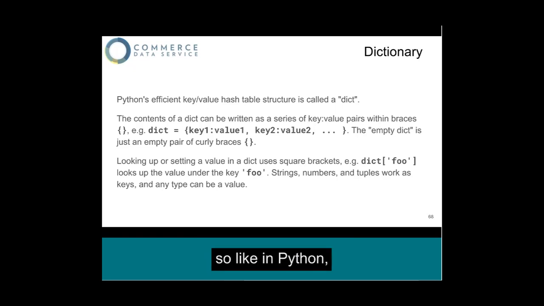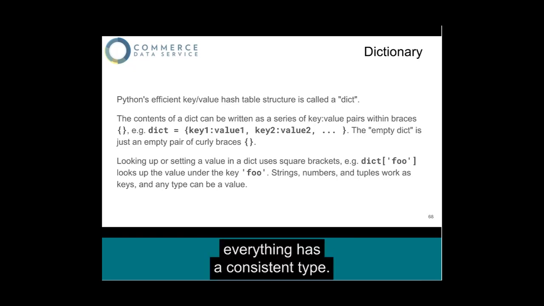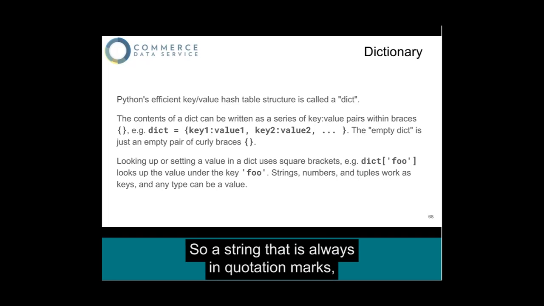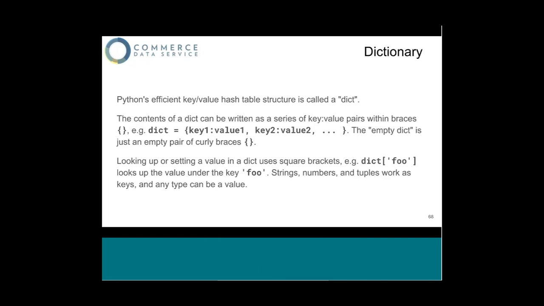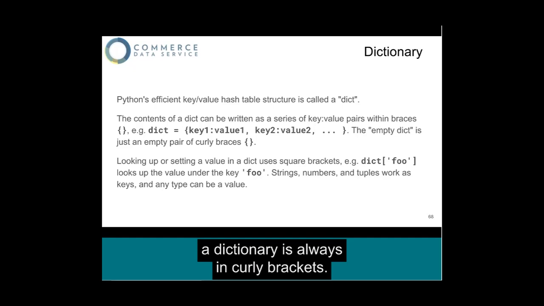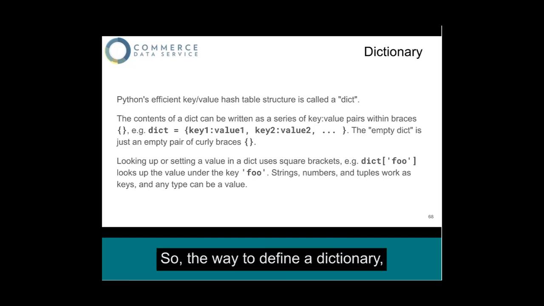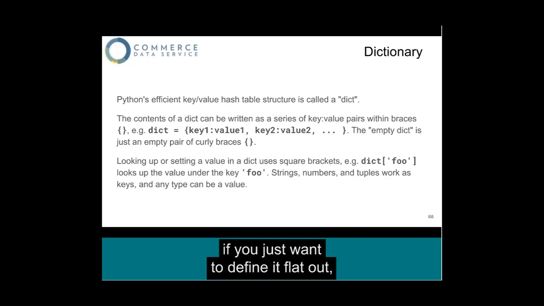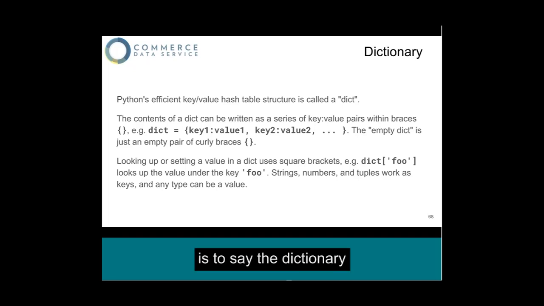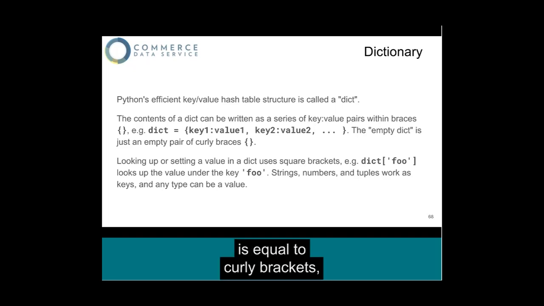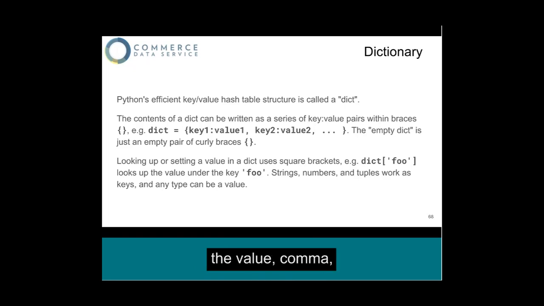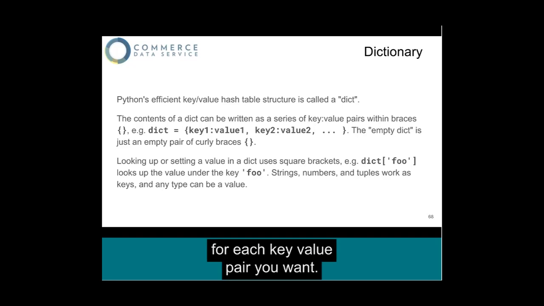In Python, everything has a consistent type. A string is always in quotation marks, a list is always in square brackets, a tuple is always in parentheses, and a dictionary is always in curly brackets. The way to define a dictionary flat out is to say the dictionary is equal to curly brackets, the key, colon, the value, comma, for each key and value pair you want.